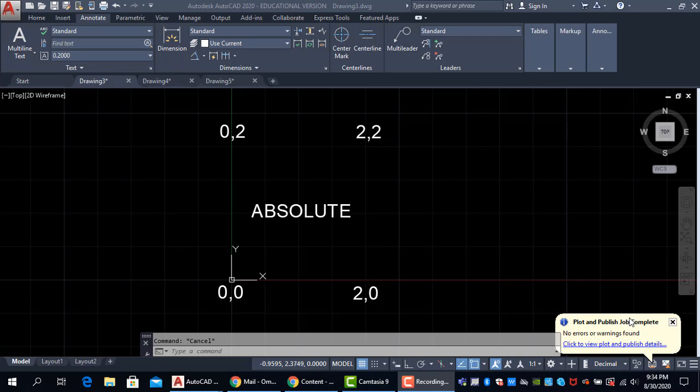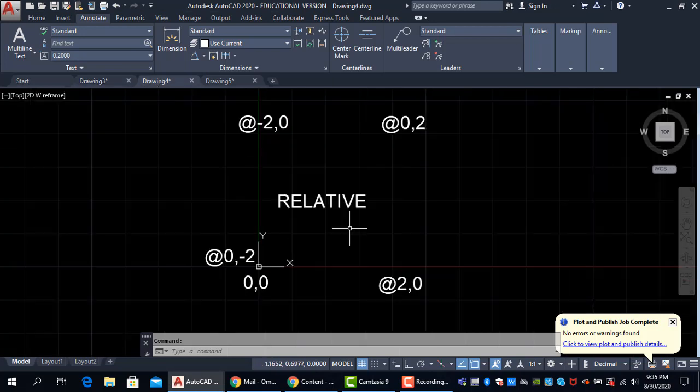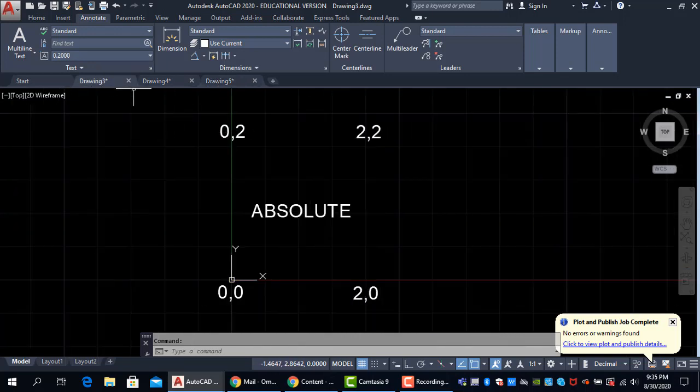One is going to be the absolute coordinate system. The other is the relative coordinate system, and also the polar coordinate system. I want to do all three. I'm going to show you how it works so you can understand the concept. The origin for X, Y, and Z is 0, 0, so we're going to use that as the starting point for all three coordinate systems.